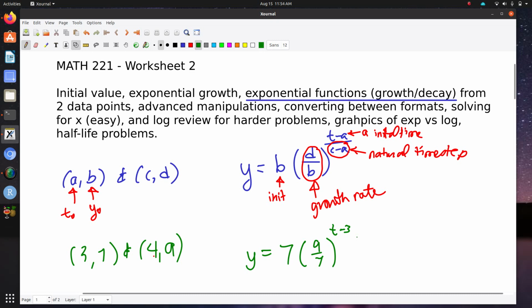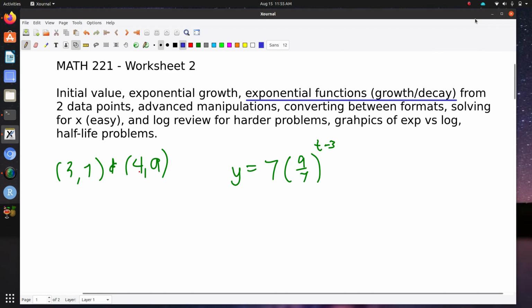Okay? So what if I wanted to convert this into something else? Maybe I don't like that format. So what I can do is, when multiplying, you add exponents, right? So you have like 3 to the 7 is 3 to the 4 times 3 cubed. You just add those exponents. So you can undo that same thing.